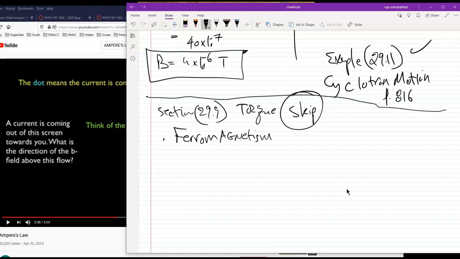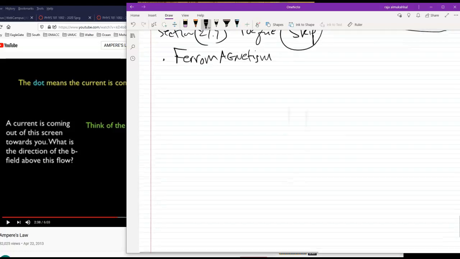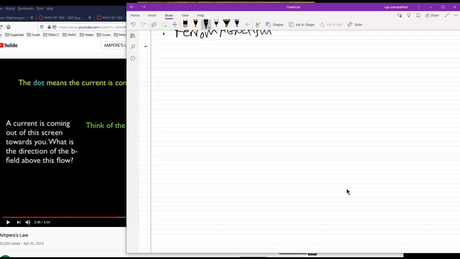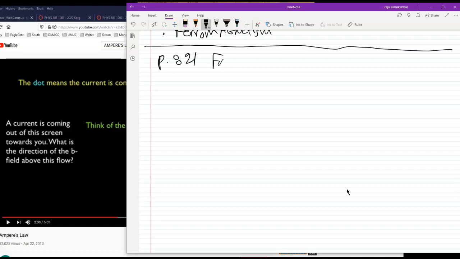The last topic that I want to talk about is the force between two wires, which basically has to do with Ampere's Law. Let me talk about it quickly. There is like one problem on that, but it is an important topic. It's not a section number, but it's under the section magnetic forces and current. It's basically page 821, and it says force between two parallel wires.